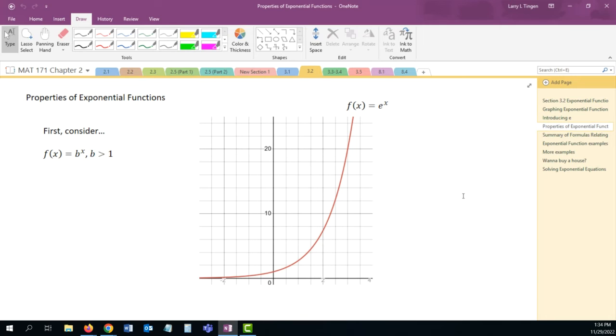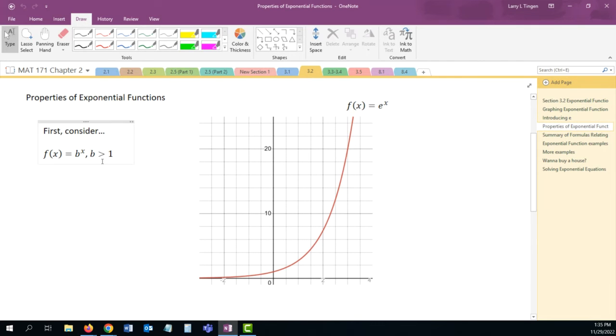E is 2.7 whatever. So as x grows, my function grows, right? E to the second, e to the fourth, e to the eighth. That's continuing to grow, so that heads off to positive infinity. As x goes more and more negative, this becomes a fraction that keeps getting closer and closer to 0.